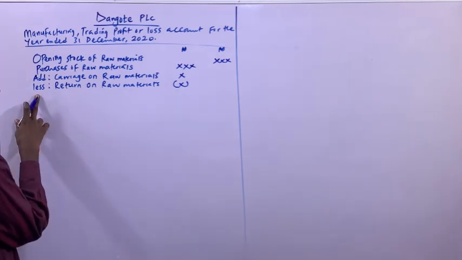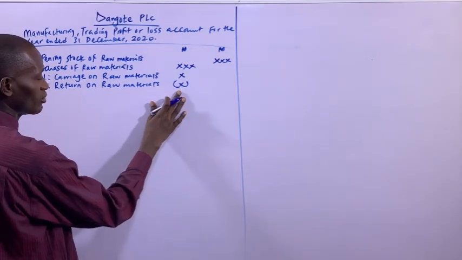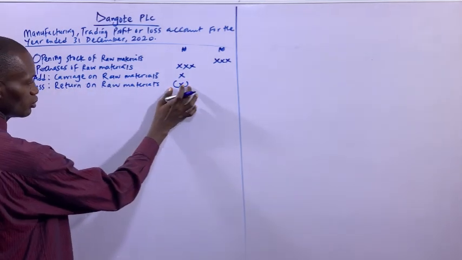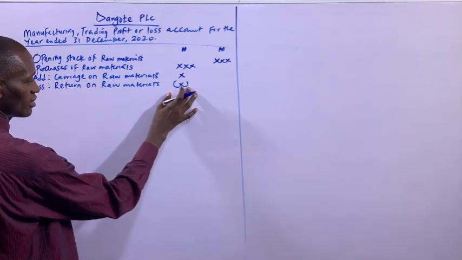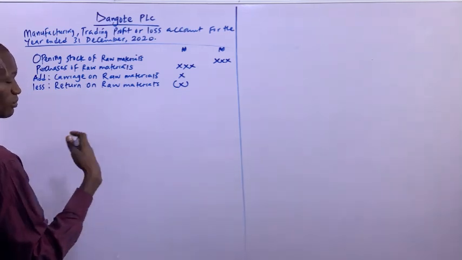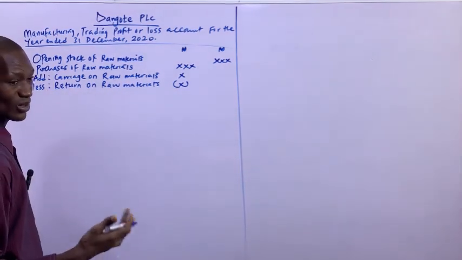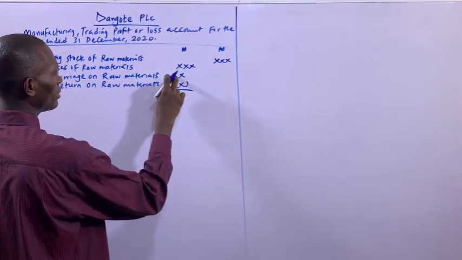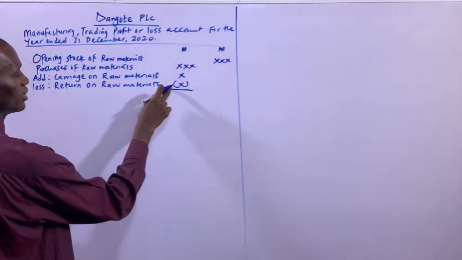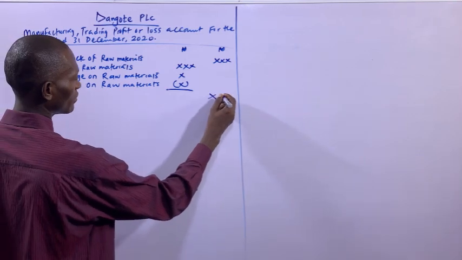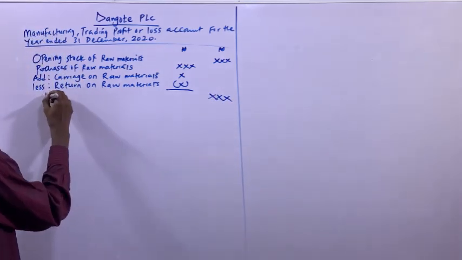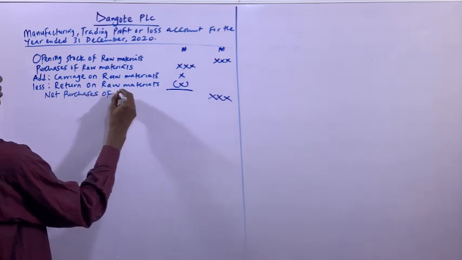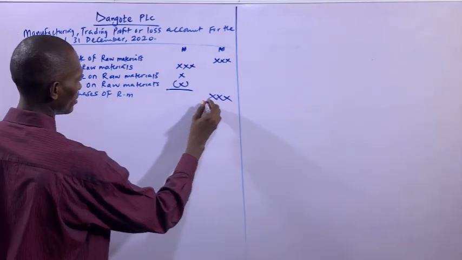Although we've put less here, we also put it in brackets. Most times you may not put less here and you put it in brackets. Whichever, I'll just do one of the two. But most times when you do the two, there is not usually a penalty for that. So purchases plus carriage inwards minus returns outwards, then you're going to have net purchases of raw materials.